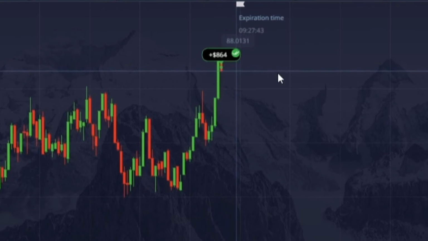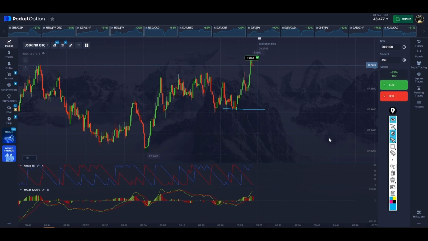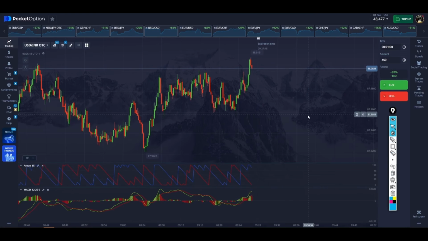Perfect. The trade closed in profit, the situation was read correctly, and the strategy performed perfectly. Let's keep trading and look for new opportunities.